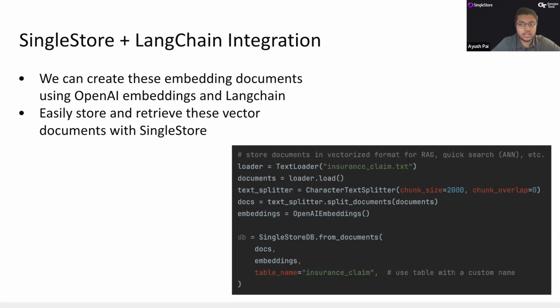The given code snippet here exemplifies the process of storing documents in a vectorized format using LangChain and OpenAI's embeddings. LangChain right here is going to be used to load the text into a text loader. We're going to be splitting it into these documents with a chunk size of 2000. The embeddings are by OpenAI to create these vectorized embeddings that are going to be stored directly into our SingleStore DB. We're going to be using a table called insurance claim. So we can easily store and retrieve these vector documents with SingleStore, which can be really useful for fine tuning or doing RAG in future applications.